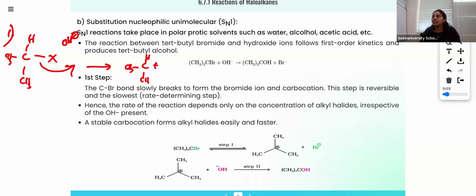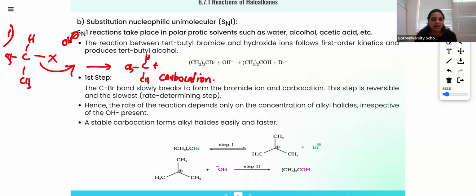That intermediate is called carbocation. Why is it called carbocation? Because when the halogen is leaving from the carbon, the carbon gets a positive charge. This species is called carbocation.